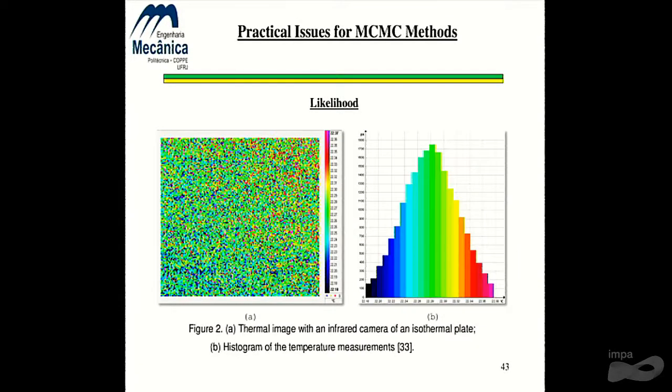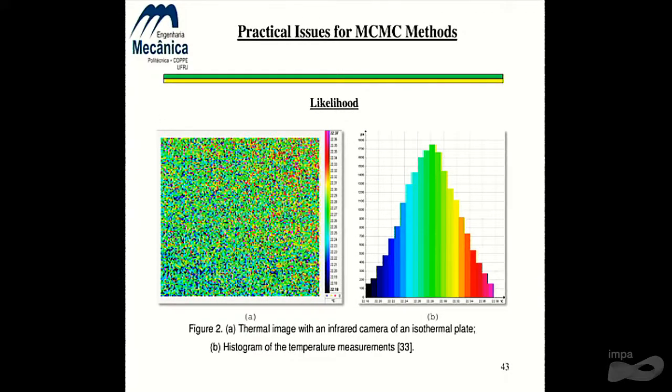An example here is actual results that were obtained by Henrique. These are the temperature measurements at a plate, and this plate is at a uniform temperature. These measurements were taken with an infrared camera, so each pixel here represents a pixel from the infrared camera that provides local measurements of the temperature. And this is the histogram of all those pixels. We can see that we can fairly approximate this with a Gaussian distribution.